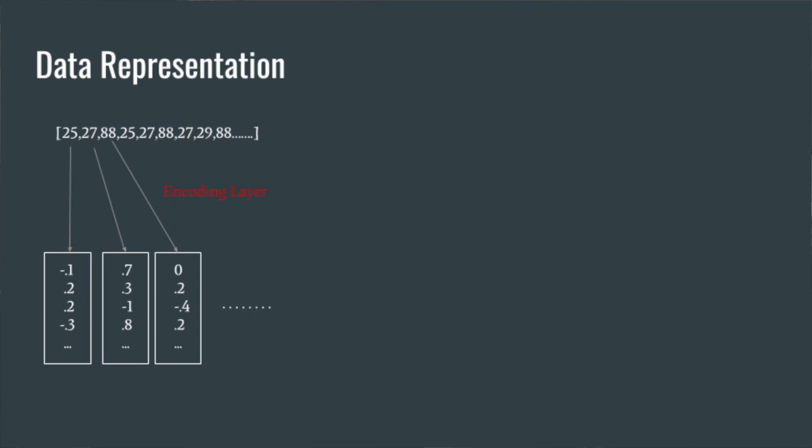So it'll take 25 and, for example, turn it into -0.1, 0.2, 0.2, -0.3, etc. And in my actual network, I ended up using 200 dimensions or something like that. So it would be a list 200 long of those that's unique to every number. So 25 would have a representation, 27 would have a representation, and so would 88, and so would all the rest of them. But they would all have a unique representation.